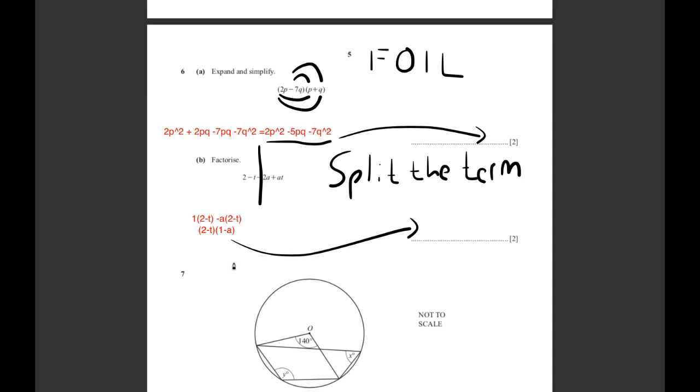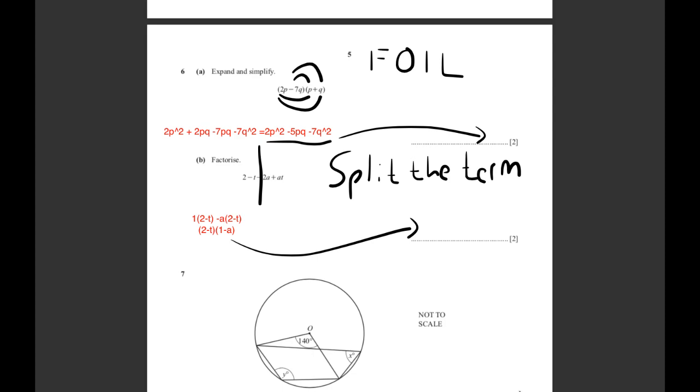Now, if you don't believe that factorization, well, multiply out the brackets like we did in 6a and check for yourself that that actually works. It's called splitting the term. It doesn't come up that often, but sometimes they'll structure a question in such a way where you have to use that particular method. So it is useful to know.